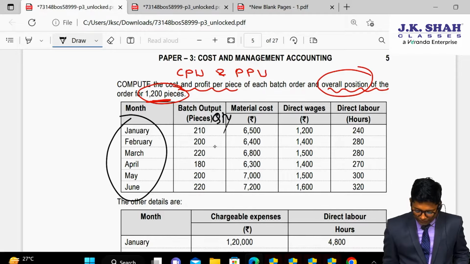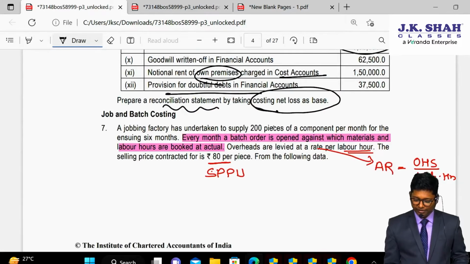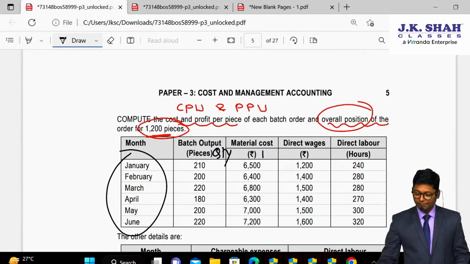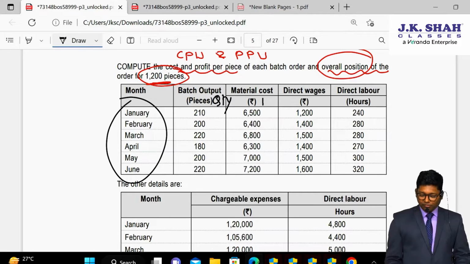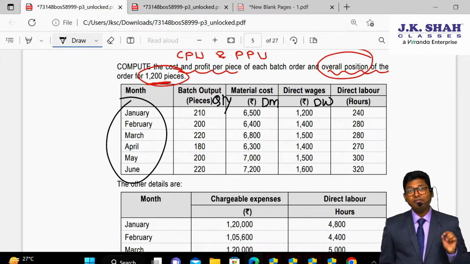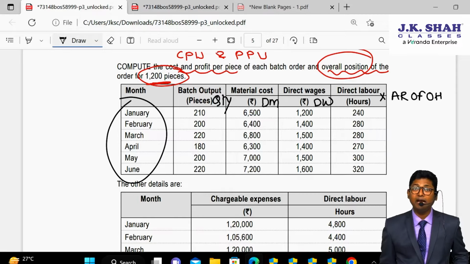Now batch output is quantity. If you see the quantity of each and every batch, you have produced different quantities. Though in the first paragraph it is mentioned that 200 pieces of a component per month, but at actual, if you check, the quantities produced by them are different. Now material cost, that is direct material cost associated with each batch, is given to us. Direct wages cost is given, and instead of giving overhead they have given you direct labor hours. Direct labor hours, when you multiply with the absorption rate of overhead, will give you the amount of overhead simply.